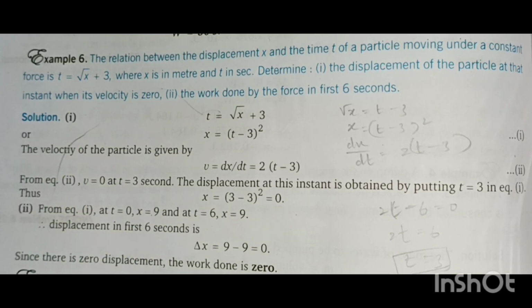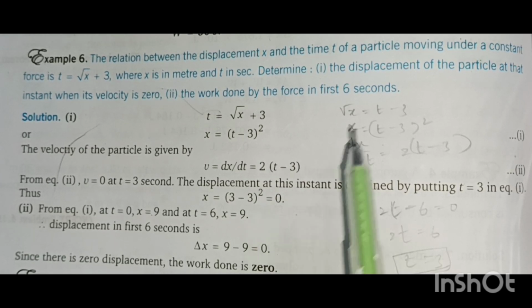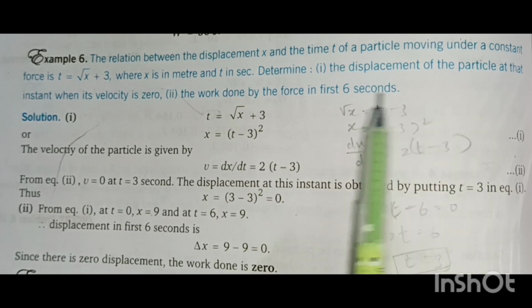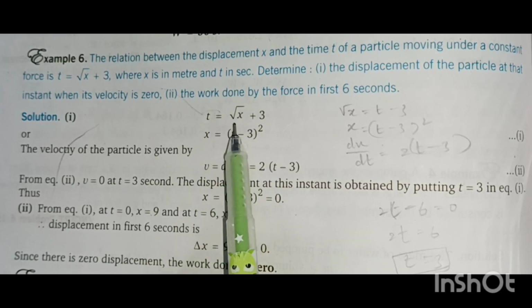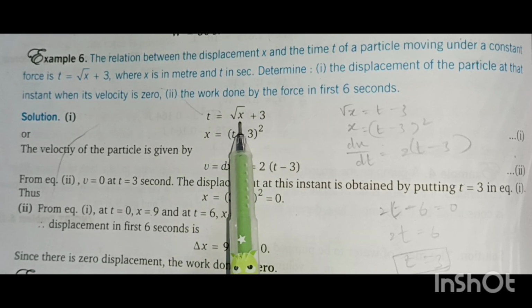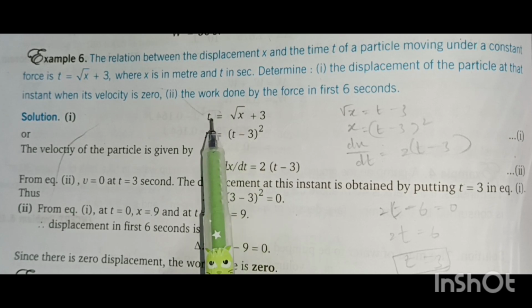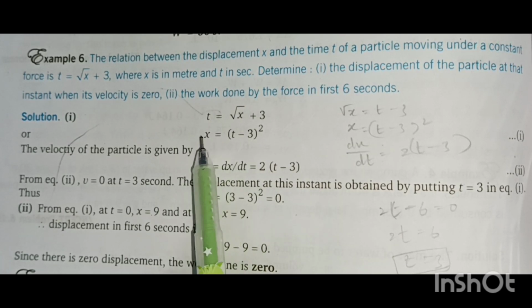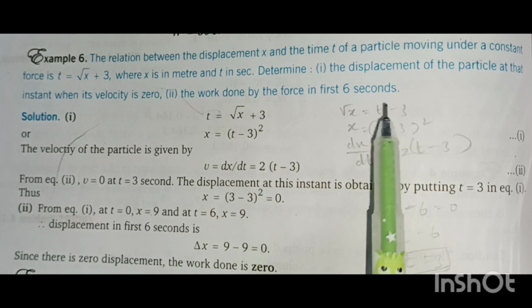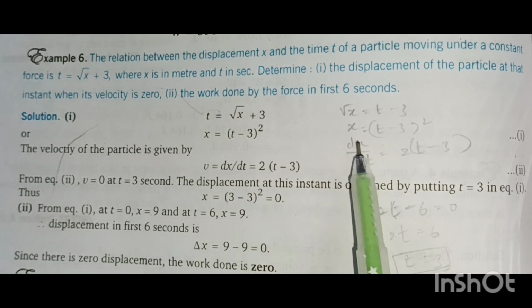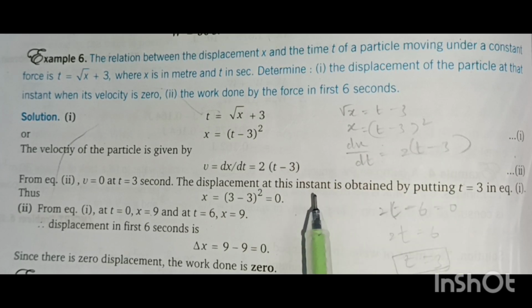That means it is under constant acceleration. The first question is the displacement of the particle at the instant when velocity is 0. So we have to rearrange this equation. It is so simple. t equals root x plus 3, so I can write root x equals t minus 3. Squaring the equation, x equals (t minus 3) whole square.